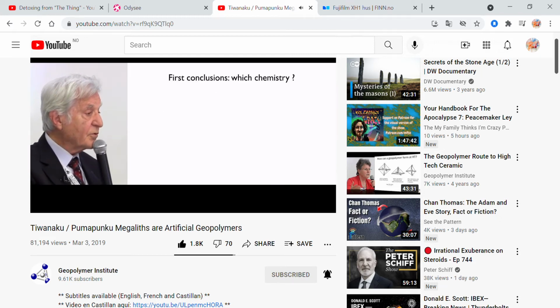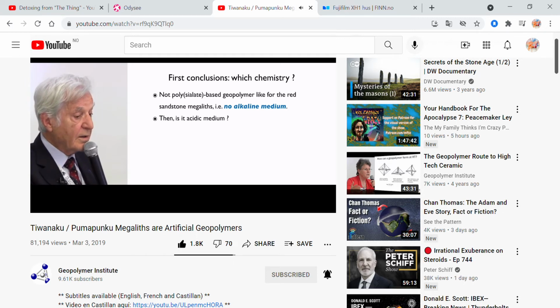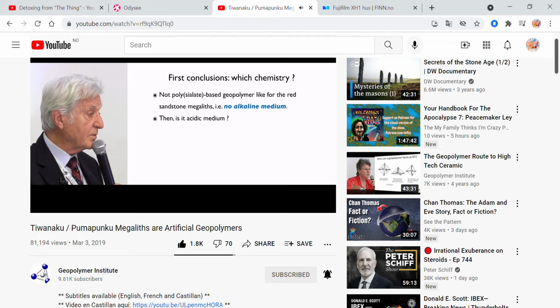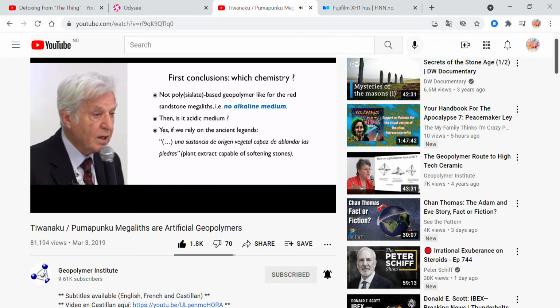So, first conclusion, which chemistry? It is not polysilicate-based geopolymer, like for the red sandstone megaliths. It is not the alkaline medium. If it is not alkaline medium, then it is acidic medium. And yes, this is acidic medium if we rely on the ancient legends that archaeologists don't take into account.